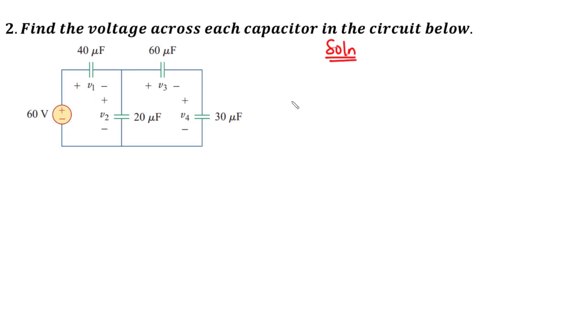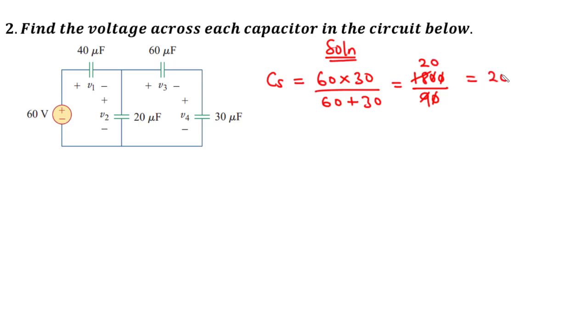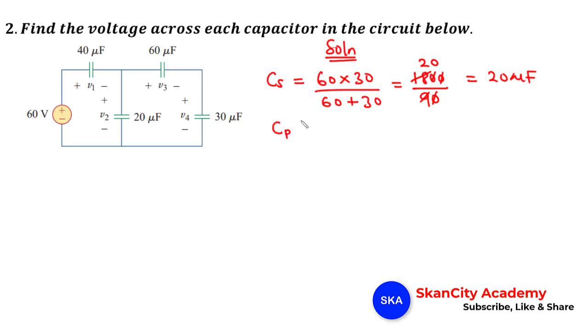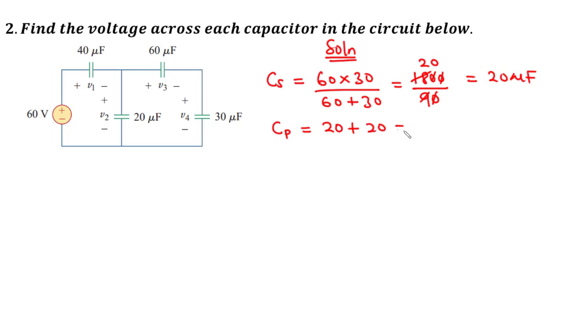Therefore, for the series combination, we have CS, because we have two of them, that is equal to 60 times 30 divided by 60 plus 30. For the numerator, we have 1800 divided by 90, and 9 goes here twice, so that becomes 20. Therefore, we have the series combination to be 20 microfarads. That is for 60 and 30. Now, this 20 microfarads will be in parallel with this 20. So for the parallel combination, we are going to have 20 plus 20, and that's equal to 40 microfarads.